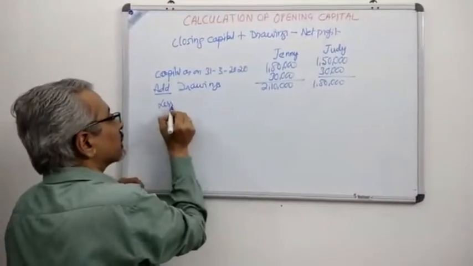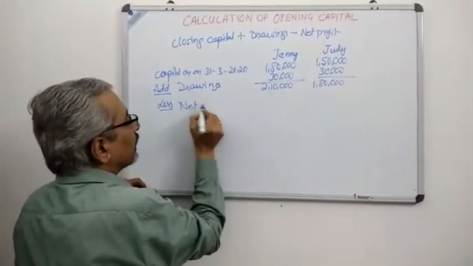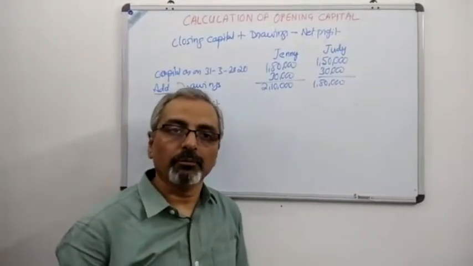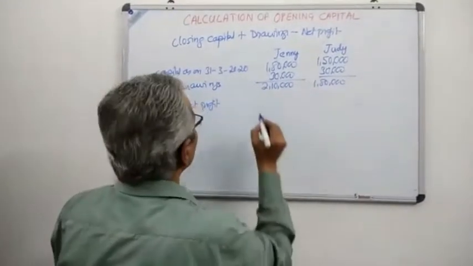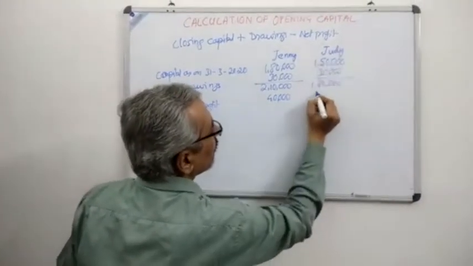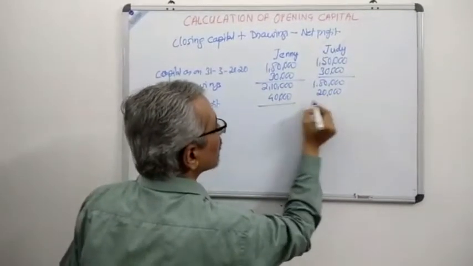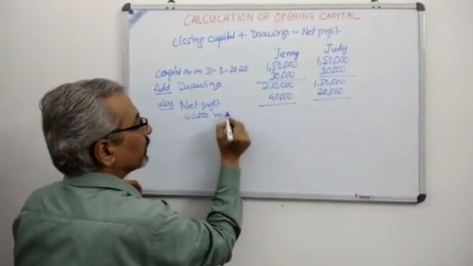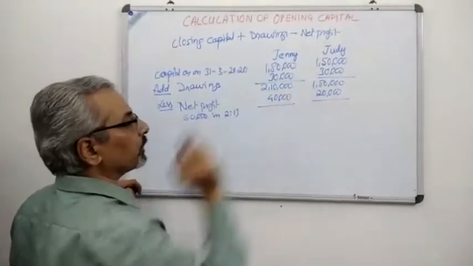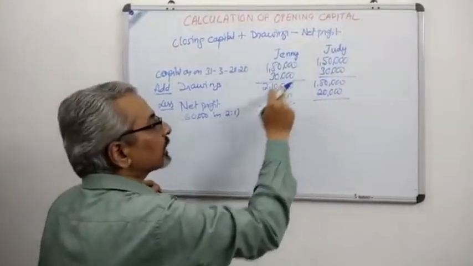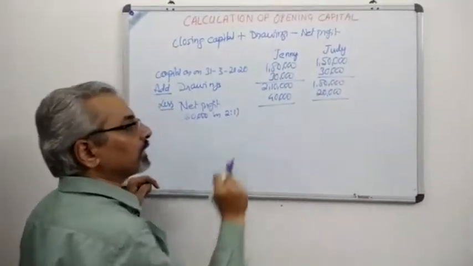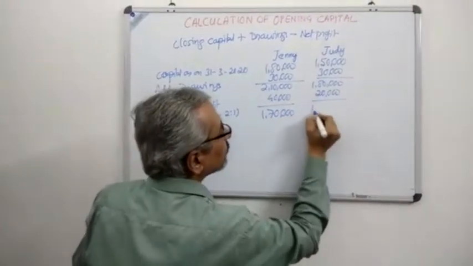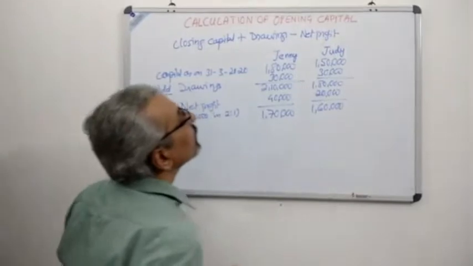After that, we'll subtract net profit. Now, what was the profit? The profit was 60,000, as I just now told. And what is the PSR? 2:1. So, what will be? That will be 40,000 and 20,000. I hope this is very clear. Net profit was 60,000, divided in the ratio of 2:1. So 40,000 and 20,000. So now we subtract 40,000 from 2,10,000 and 20,000 from 1,80,000. So the final figure which we get is 1,70,000 and 1,60,000. So this is the capital in the beginning of the year.